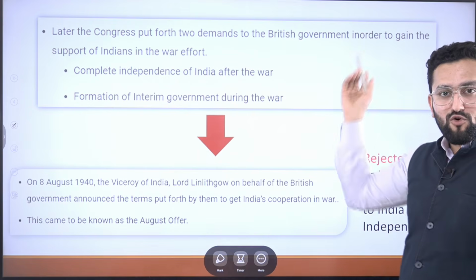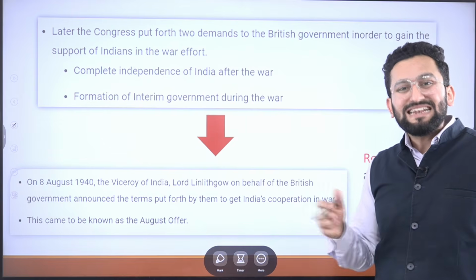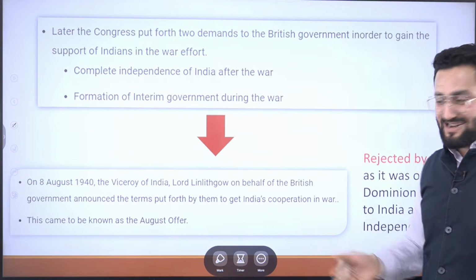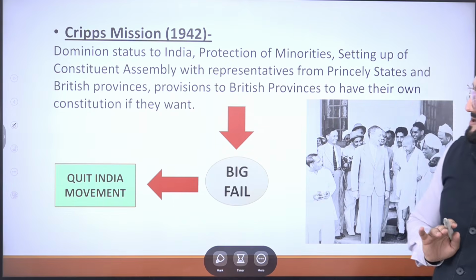Later, Congress put forth its own demand, that okay, we are going to support you, but this is what we need as World War II ends. Now, this dominion status demand was rejected by Indians.